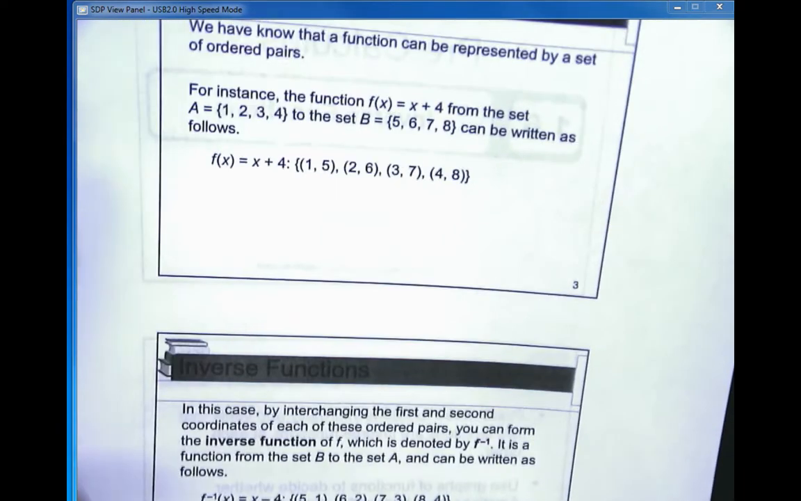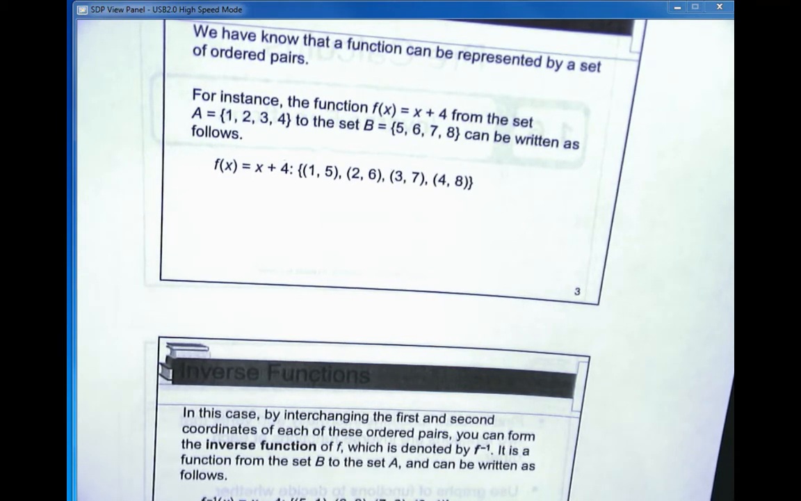So if we look down here, it says, for instance, we have the function f of x is equal to x plus 4. And I say, I want this set domain. I want to look at x equals 1, x equals 2, x equals 3, x equals 4. Well, I get that outcome by plugging those values into that expression. So when x is 1, y is 5. When x is 2, y is 6. When x is 3, y is 7. And when x is 4, y is 8. And you can write those as ordered pairs, which hopefully we already know we can do.